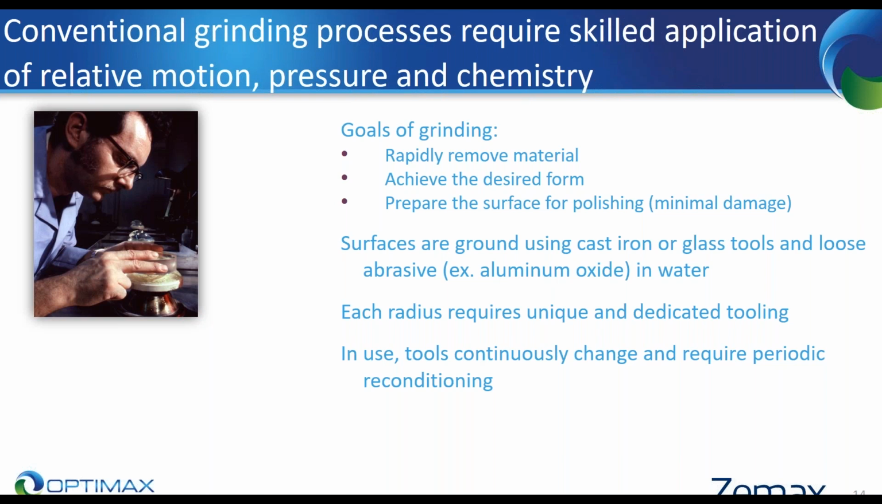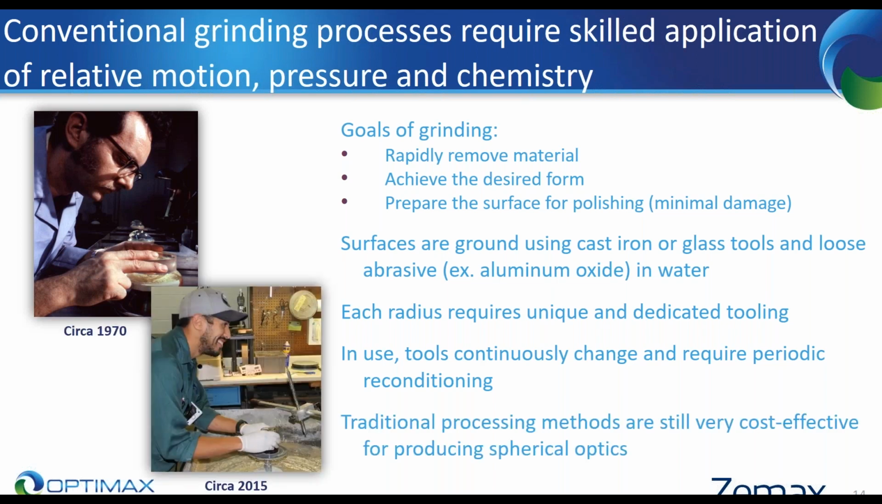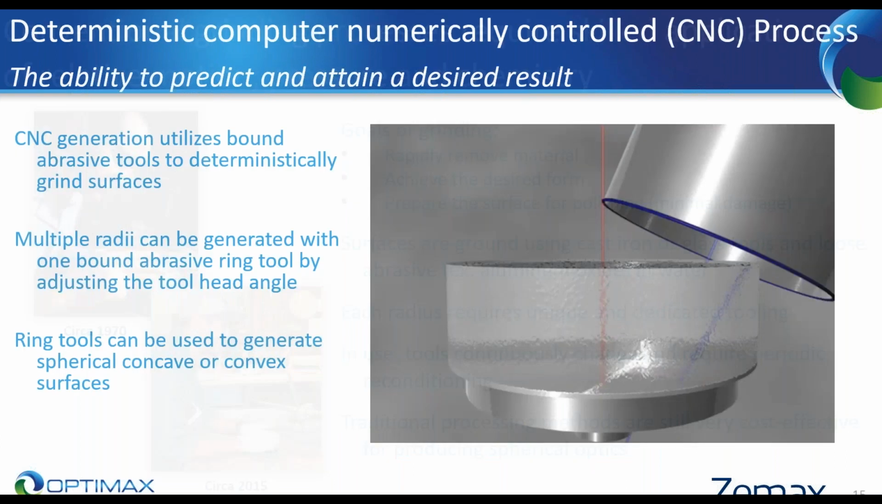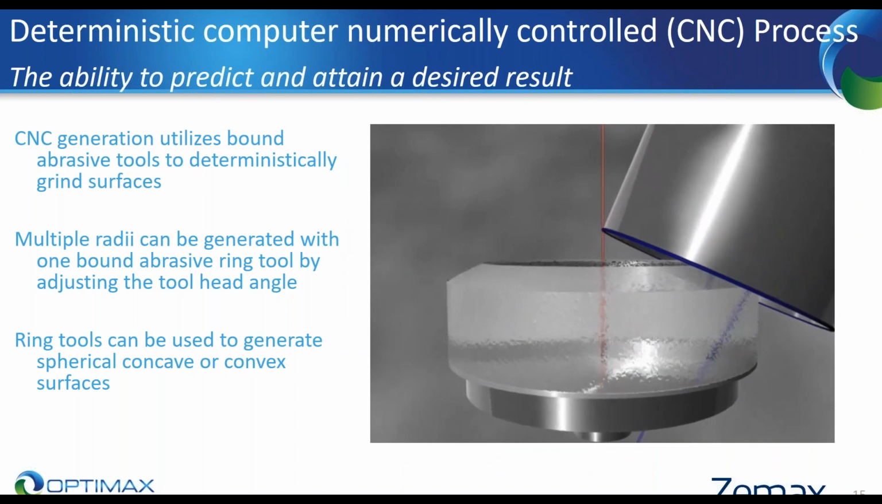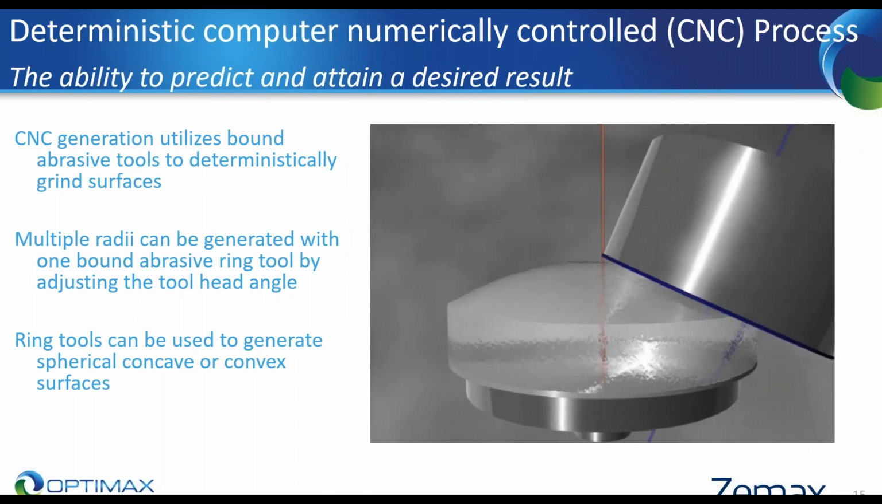Every time you need a different radius, you need to have unique and dedicated tooling for this. So this causes many opticians and fabricators to have a large array of tools ready for use. And in addition to that, as tools are in use, the abrasive is not only removing material from the glass itself or the test piece, it's also being removed from the tool. And so they require periodic reconditioning. So even though there may be some drawbacks to this traditional method, these traditional processing methods are still very cost effective for producing spherical optics and are used today. And there's a photograph of a similar circumstance of an optic being lapped a couple of years ago.